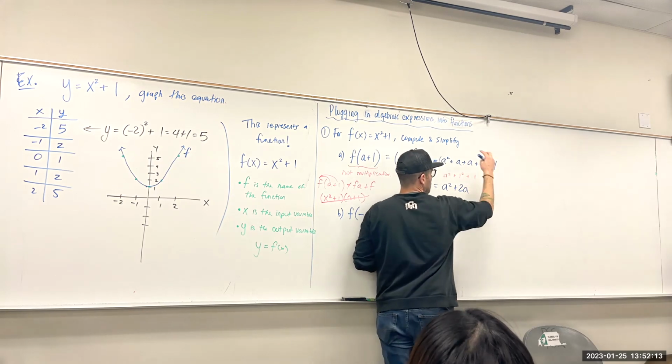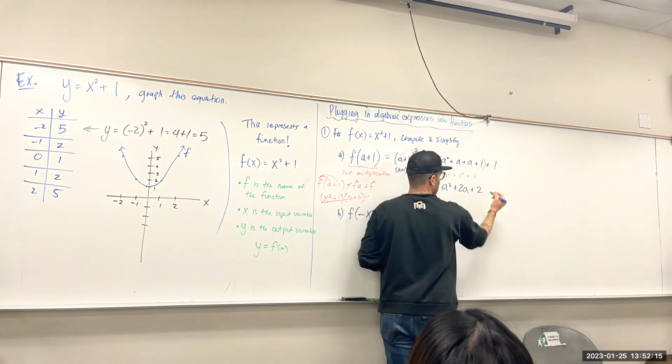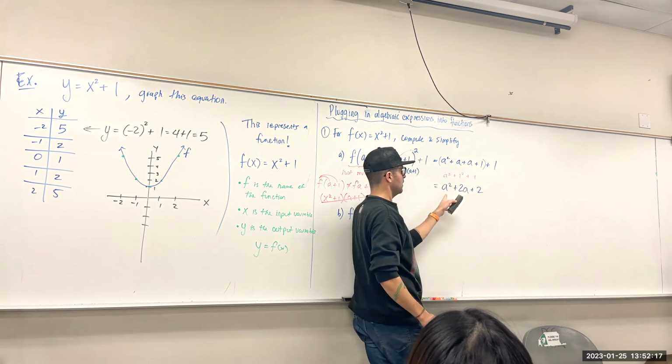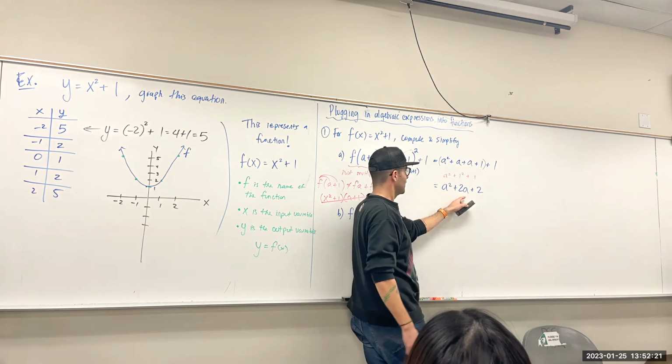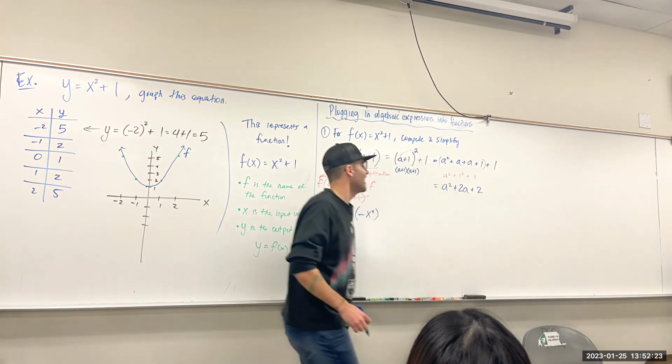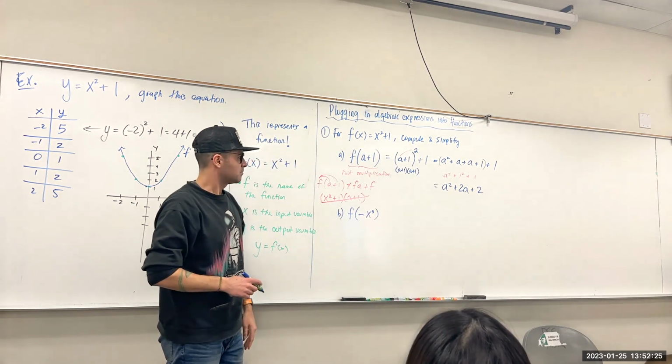And then what happens with these ones? 2. See, that's very different, right? Because there's a 2A that shows up.